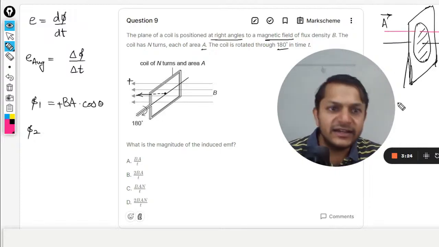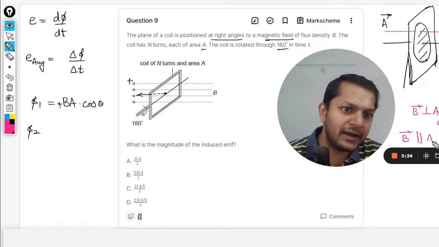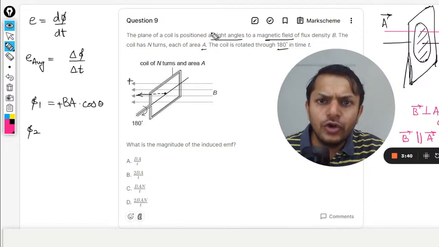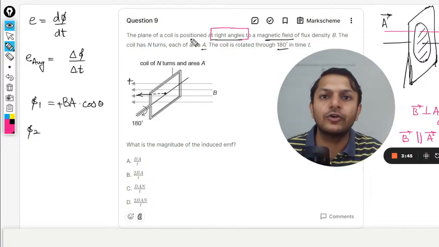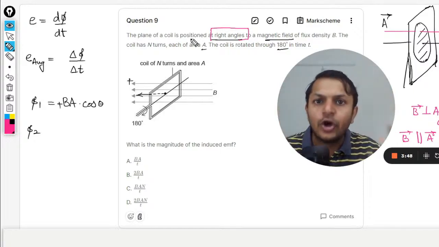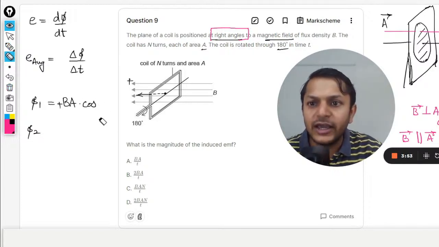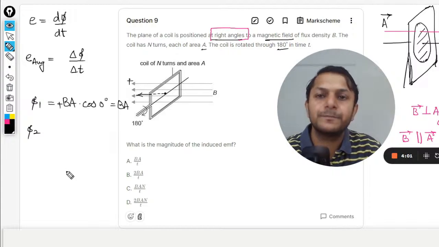So in this case, clearly the magnetic field is perpendicular to the plane of the coil, but the magnetic field vector is parallel to the area vector. We are actually concerned with the area vector. So do not be fascinated with right angles when you read, and eventually jump to the conclusion that theta is 90 degrees. Theta is not 90 degrees, it is 0 degrees. So here I'm substituting it to be 0. So cos 0 is 1. So clearly this is equal to BA.